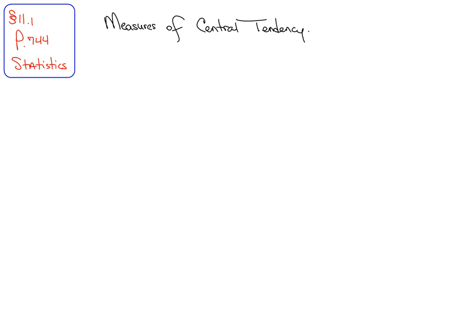There are three different measures of central tendency, and those are mean, median, and mode. The mean is really just another name for what? Average. This is your average. The median is the middle value.